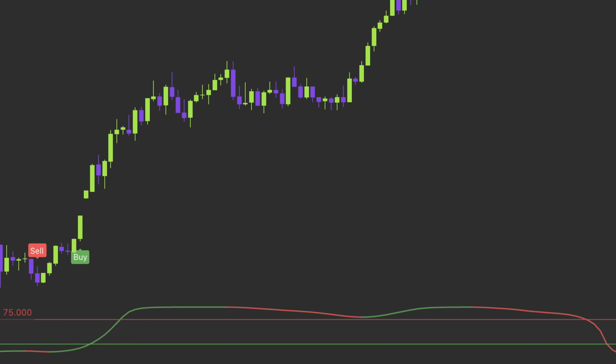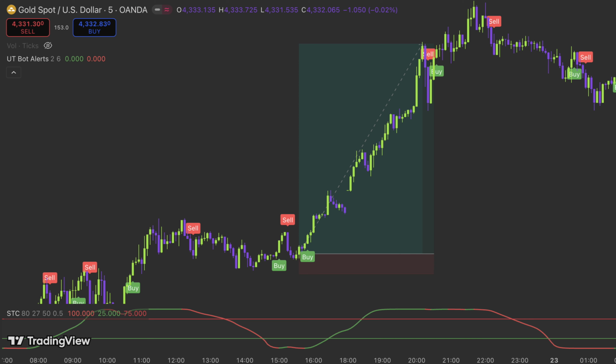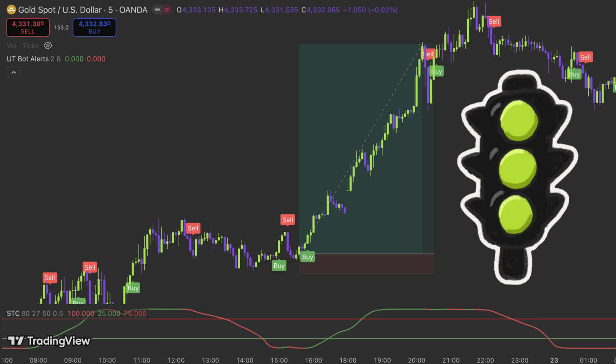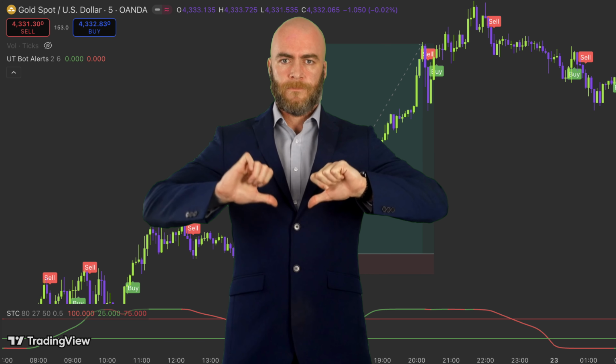And this is how we filter the trades. Here comes the super simple rule. When you get a buy signal from the UT bot, check the STC line. Is it below the green line? And is it moving up and slowly turning green? If yes, take the trade. If no, skip it. That's it.